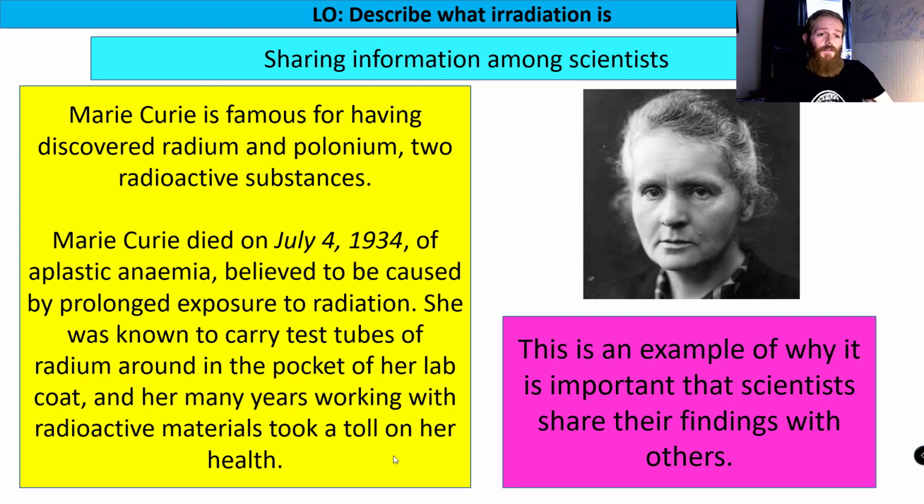So she was walking around with this thing that she was doing research on. She discovered it, and she kept some in test tubes and kept them on her at all times. Basically, she was unknowingly constantly subjecting herself to dangerous ionising radiation. Now this is an example of why it's important that scientists share their findings with others. You can imagine that after this was discovered and the real dangers of ionising radiation were realised, if that information wasn't shared, what was to stop this happening again to other people?